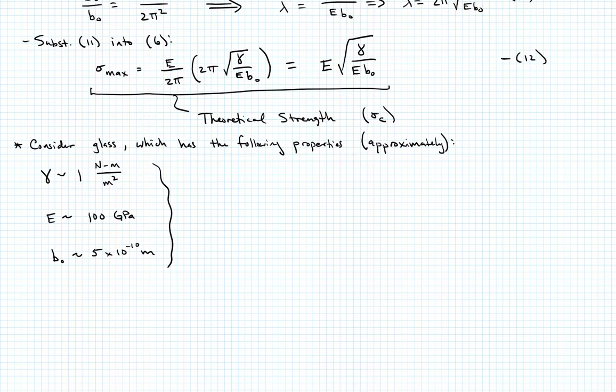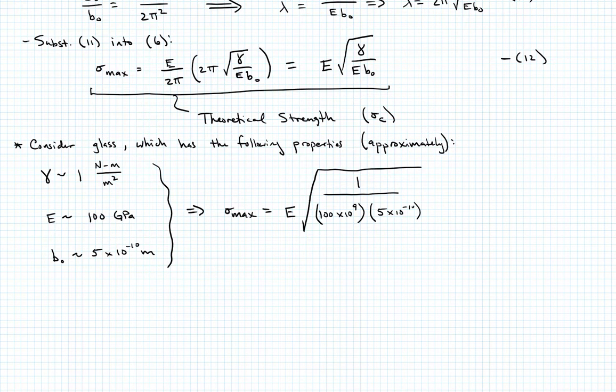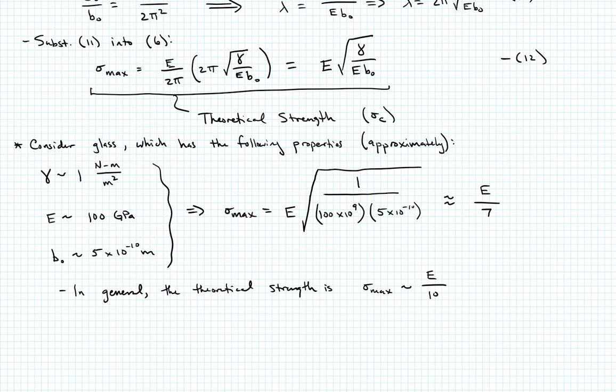So if we take that and ask what does sigma max look like, it looks like E times, in this case, the square root of that gamma, which is just 1, divided by 100 times 10 to the 9 newtons per meter squared times 5 times 10 to the minus 10 meters. These, of course, cancel to be a unitless quantity, and this is approximately E over 7. Okay? I'll just say that in general, the theoretical strength is about E over 10 on that order. Okay, so that's just a ballpark estimate.